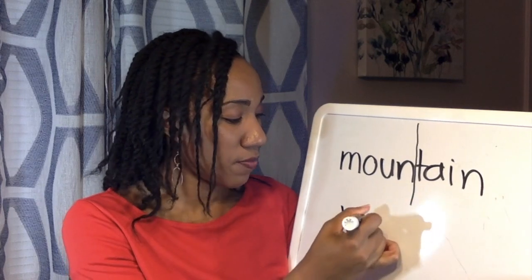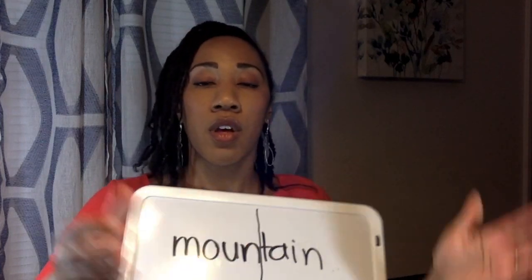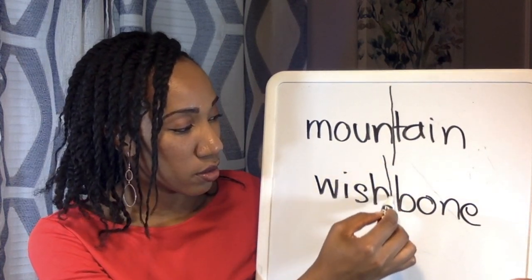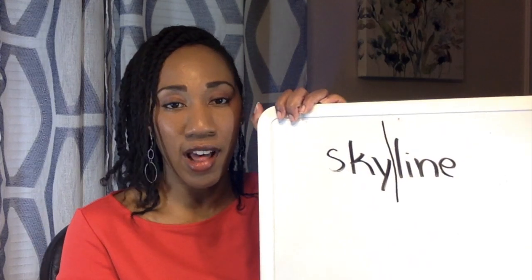Let's read the next one together. This word is wishbone. Please clap it. Wishbone. So this is a compound word, and we actually break it in between the two words. Right in between the H and the B. The next word is skyline. Let's clap the word skyline. Skyline. So draw where the word is broken, and I hope you did that, between the Y and the L.